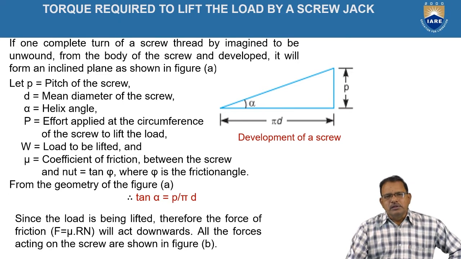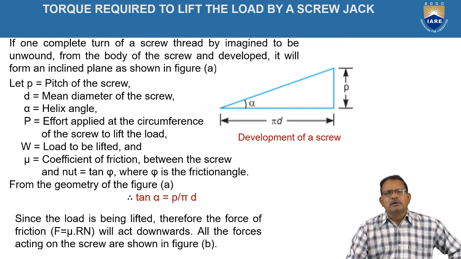Now, one thread of the lead screw, when developed and kept on a plane, takes the form of an inclined plane having helix angle alpha, as shown in the figure. The horizontal distance is pi d, the circumference of the circle. The distance moved by the screw into the nut for one complete revolution is called the pitch. Hence, the helix angle is given by tan alpha equals p by pi d.